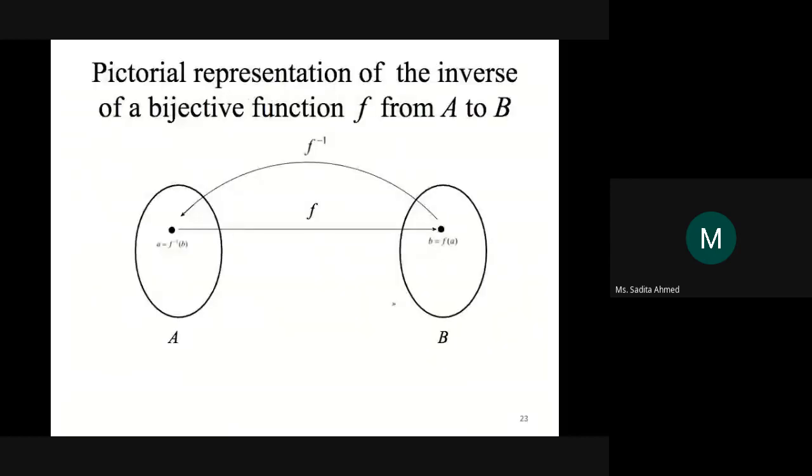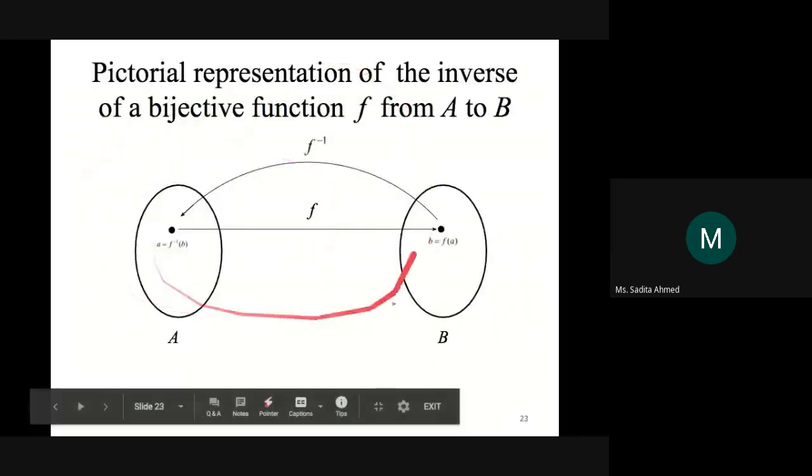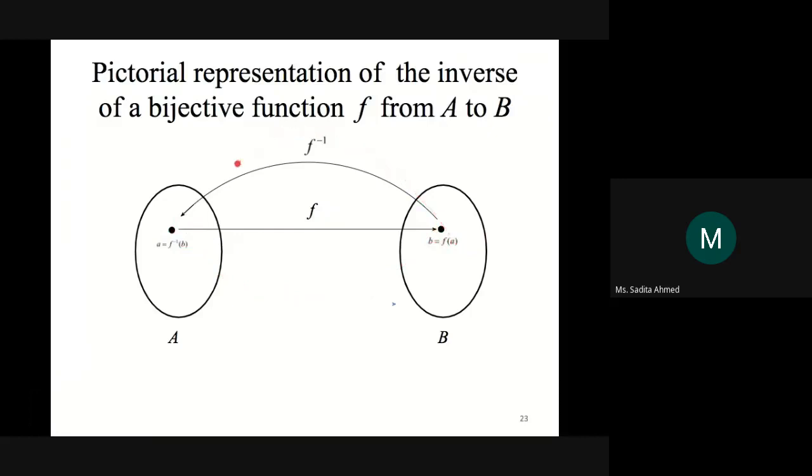Okay? Let's look at examples. So this is the pictorial representation of an inverse function. A normal function maps A to B by b equals f(a). The inverse function goes the other way. It extracts the pre-image, mapping B to A by f^-1(b). Okay.